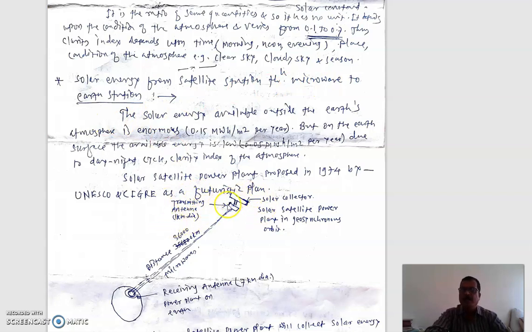In this, a solar satellite power plant is set up in the geosynchronous orbit. Okay, this is the solar satellite power plant. Then the solar satellite power plant collects solar energy for 24 hours and converts it into thermal energy. Then the solar collector or solar satellite power plant transmits this energy to the conversion system.